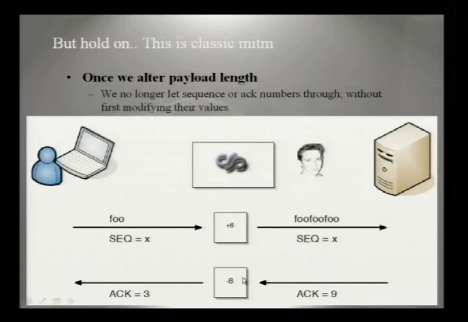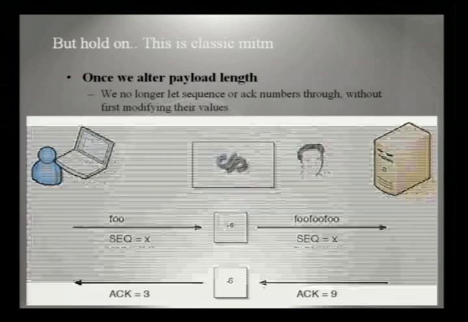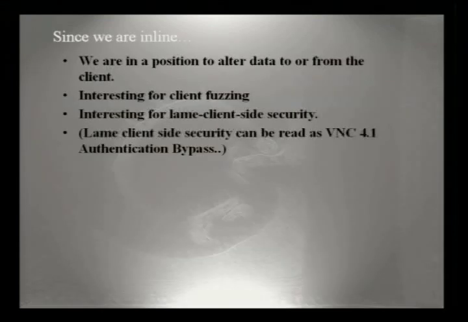So what LR does in the middle is just this translation. It says we added 6. As the sequence number comes past, we're going to subtract 6, and that keeps both sides happy by playing man in the middle. Once we're in line, it puts us in a position to alter any data that's going to the client or to the server. And it becomes interesting for the new wave that everyone seems to be focusing on these days, which is client-side fuzzing. It becomes interesting for just about any lame client-side security bugs.